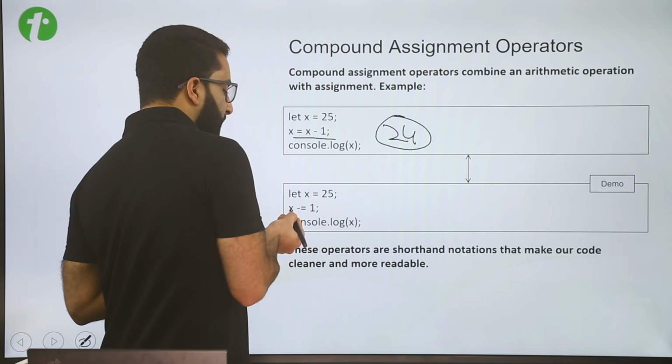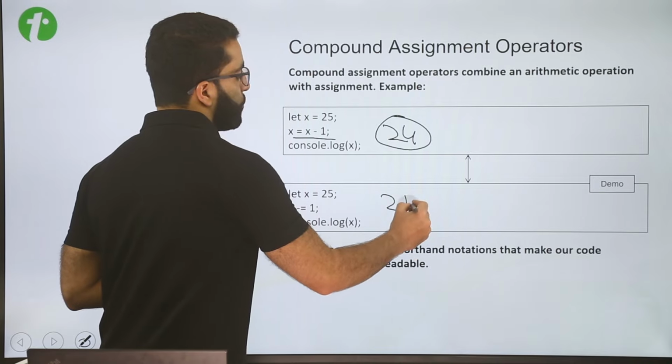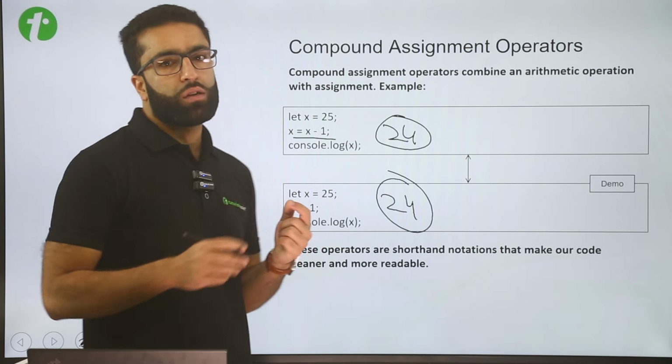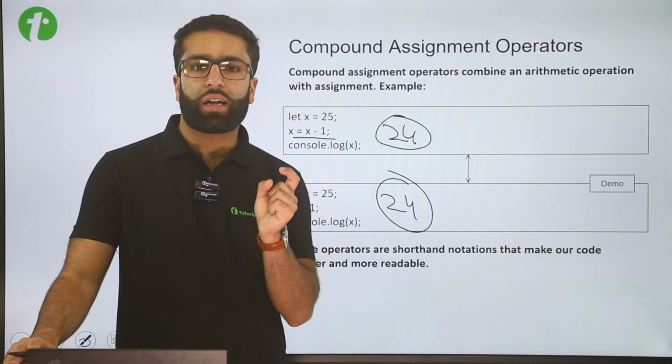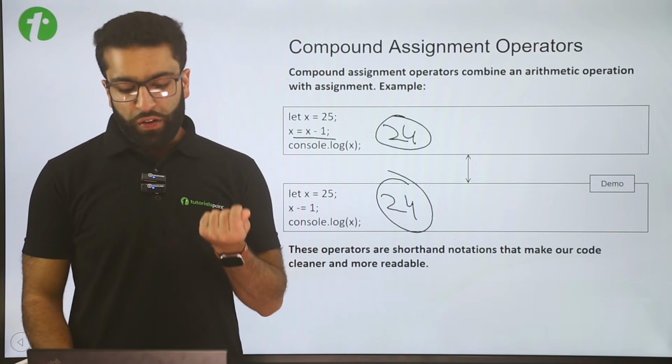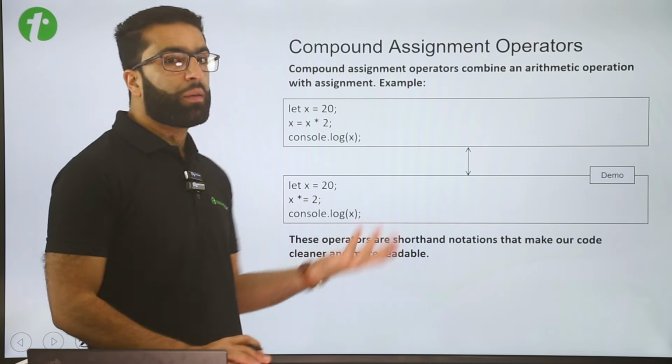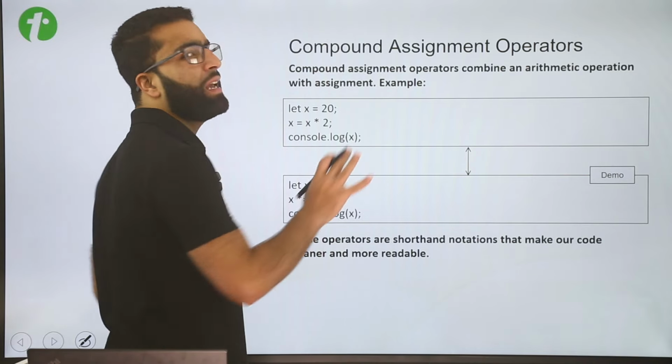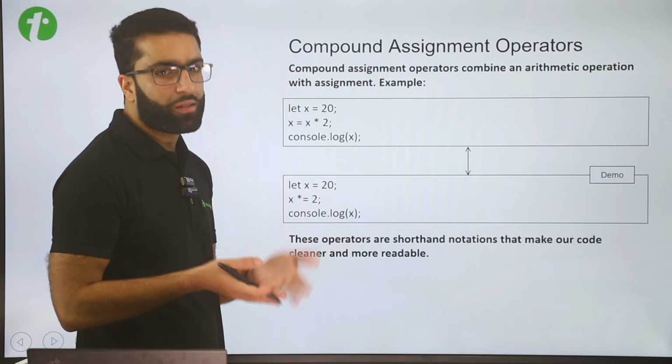And here, I'm just saying x -= 1. This will also be 24 again. It's just that we are using a shorthand notation. Moving forward, we have the multiplication operation, right? And it's again a similar thing going on, just the operator is changed here.